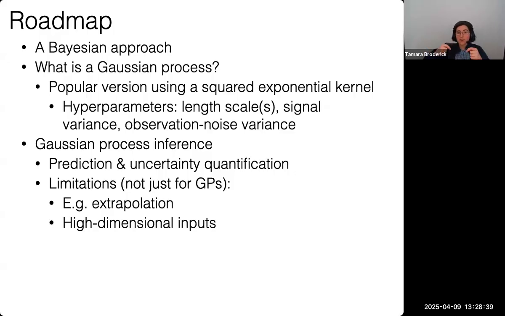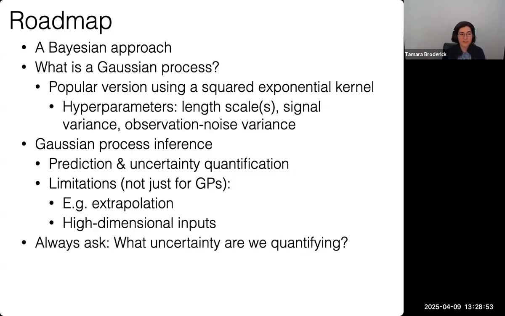And those issues often arise because GPs, as we talked about, really depend on the distance between points. And in high dimensions, all points are far from each other. And so you get this issue where you sort of revert to prior behavior when you don't have any data. We haven't had time to go deeply into this, but it's something to be aware of. And I think a great question, or set of questions, that came up at the end was this: what uncertainty are we quantifying?